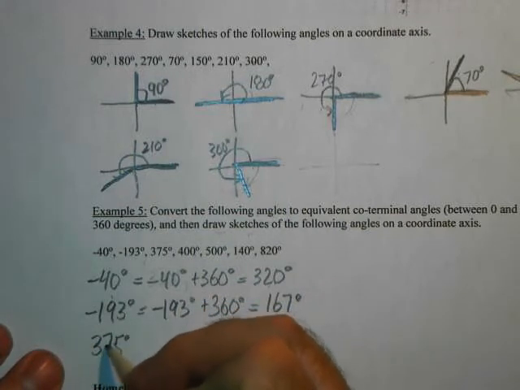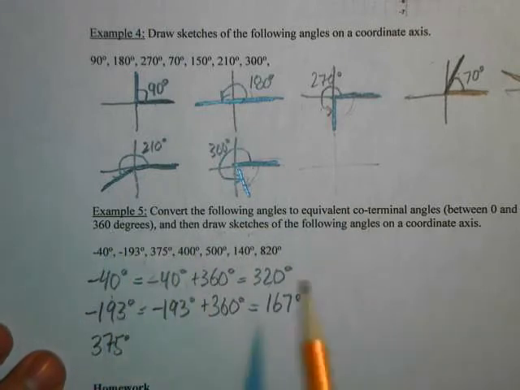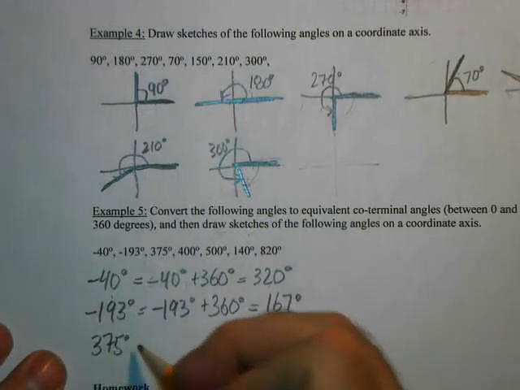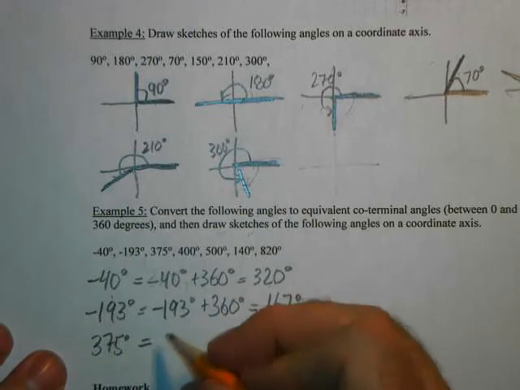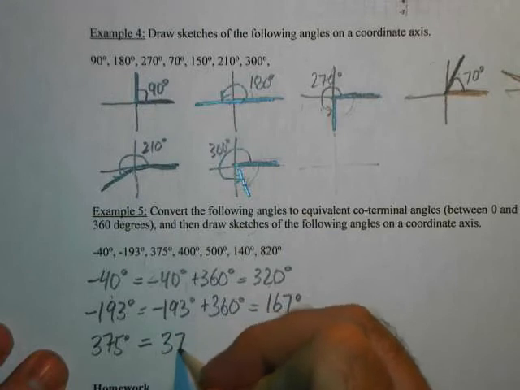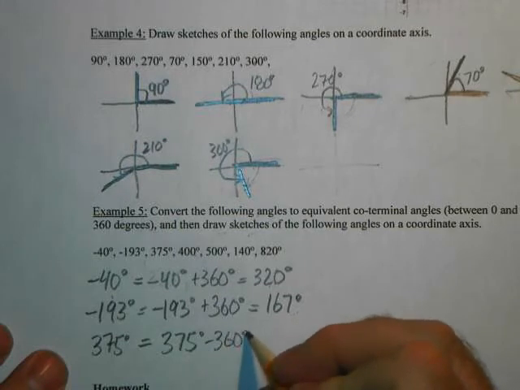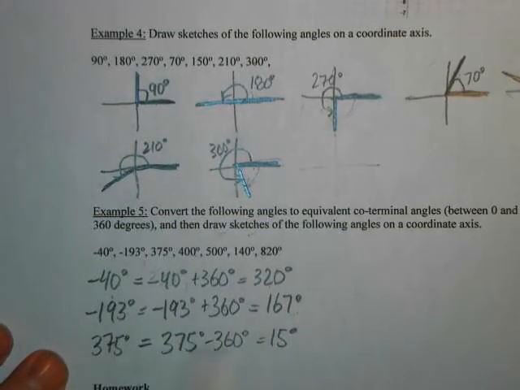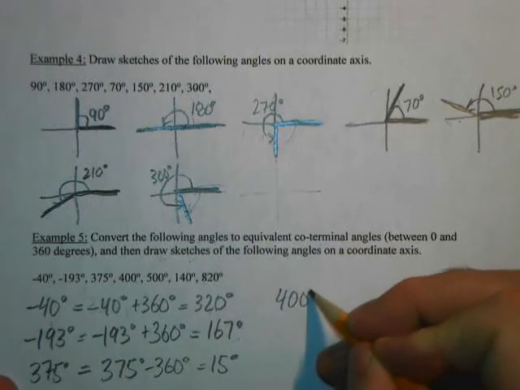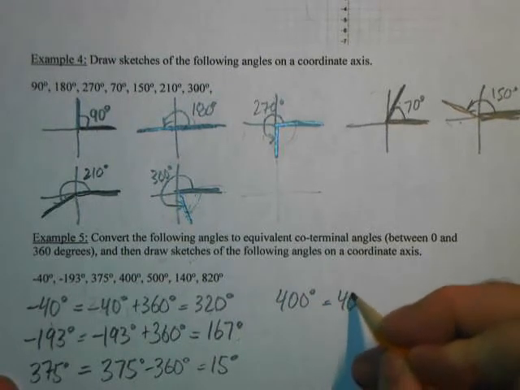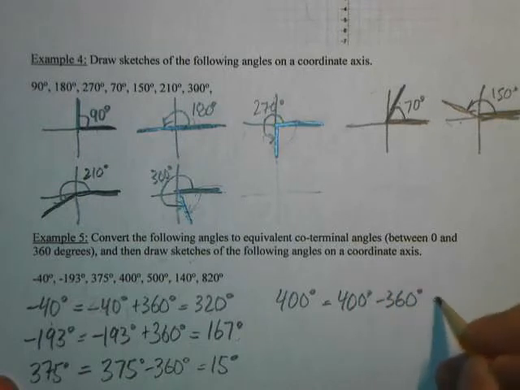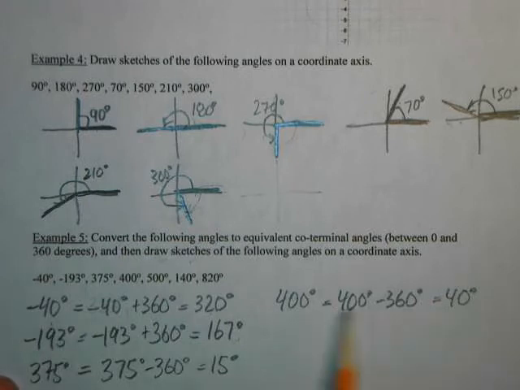375 degrees, well, that's a little bit over the 360. So instead of adding multiples of 360, we're going to subtract. It looks like all we need to do is subtract one 360. So instead of adding 360, I'm going to subtract 360, and I'm going to get 15 degrees. So 15 degrees and 375 degrees are coterminal. Okay, let's keep going. 400 degrees. So in this case, we're going to subtract 360, and we'll get 40 degrees. So 40 degrees and 400 degrees are coterminal angles.